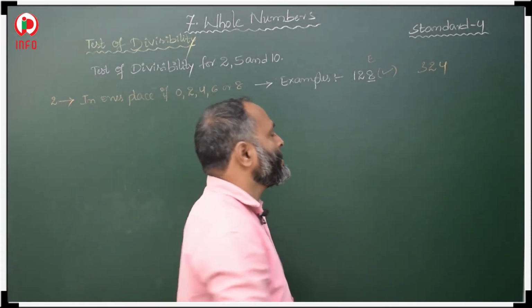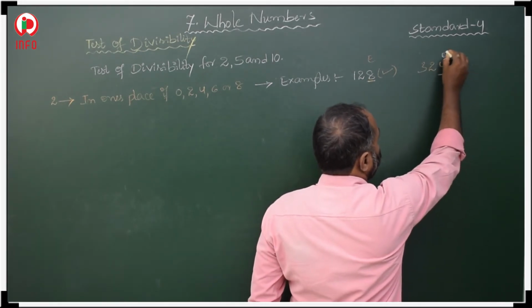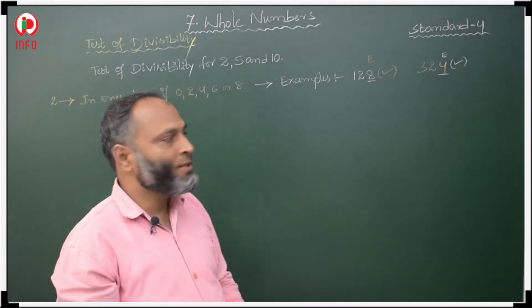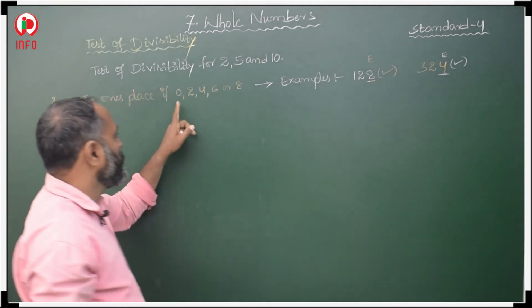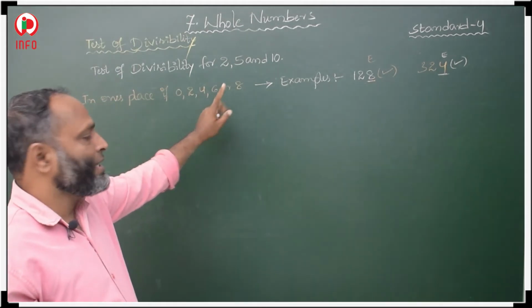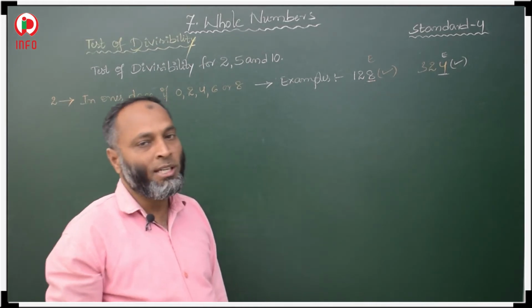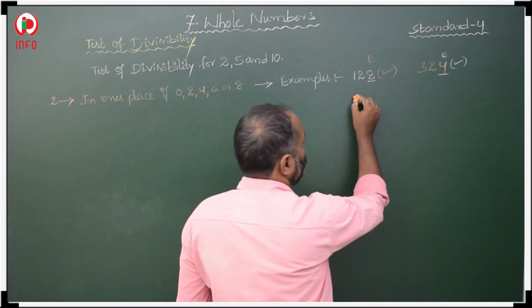324 here. So see in this number, what is there in ones place? An even number. So this is also divisible by 2. So we just have to check what is there in ones place. If any digit from 0, 2, 4, 6, 8 is there, then that number is even, so it is divisible by 2. Only the last place value we have to check.